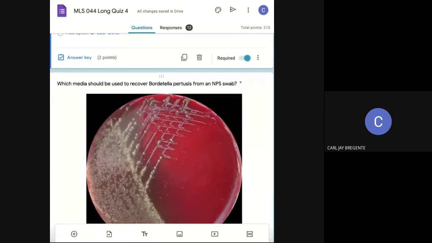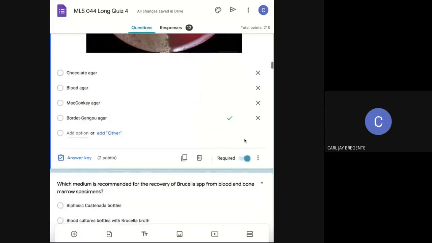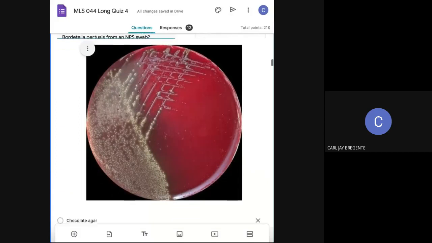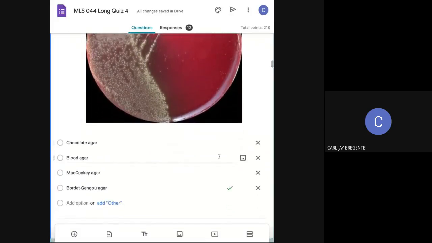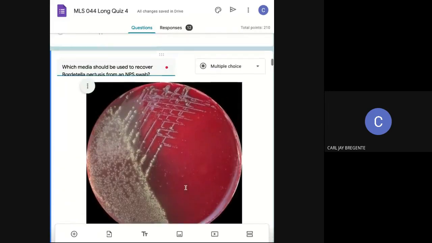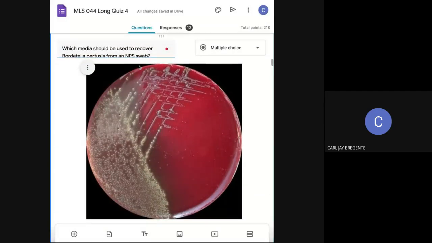Which media should be used to recover Bordetella pertussis from a nasopharyngeal swab? This is an example of Bordet-Gengou agar. Bordet-Gengou agar is a selective culture medium for Bordetella pertussis isolation, particularly from your NPS or nasopharyngeal swab.